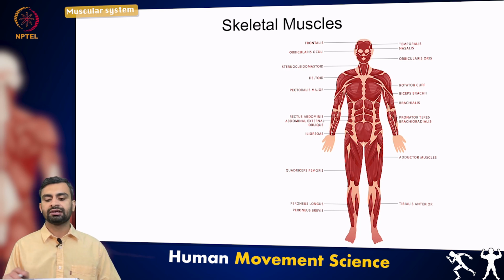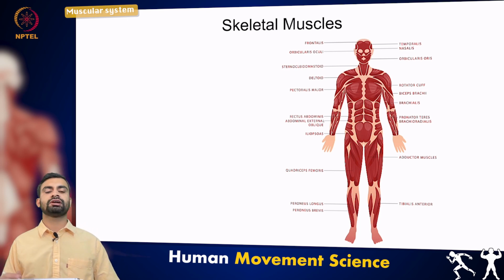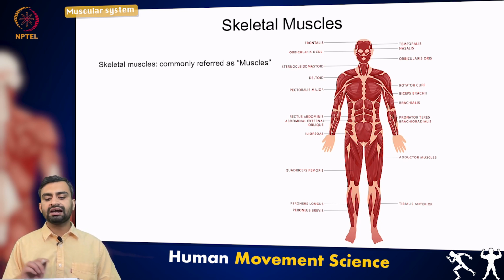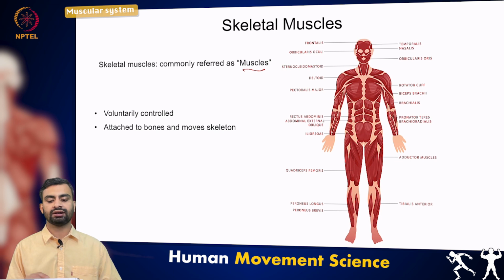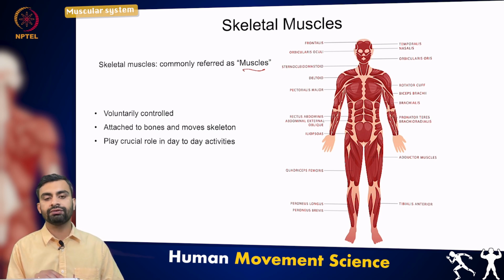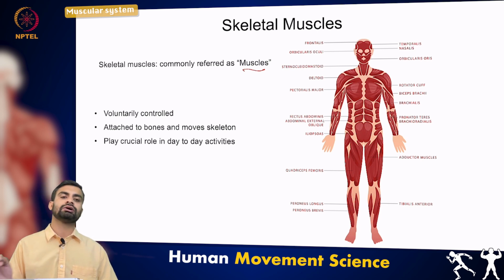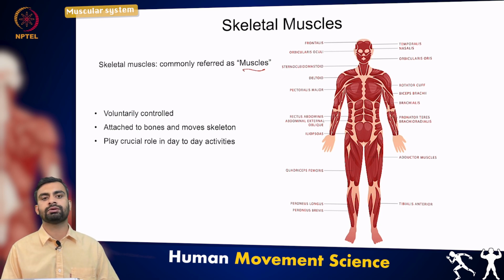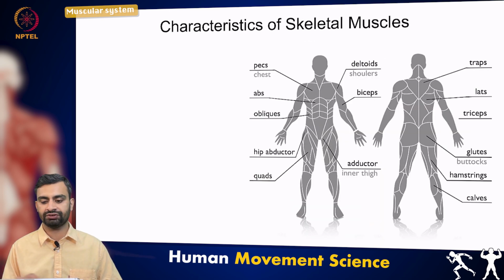Now let's focus on the skeletal muscles, because in human movement skeletal muscles are the prime movers. Skeletal muscles are commonly referred to as muscles only. They are voluntarily controlled, attached to the bones and help in the movement of the skeleton, and play a very crucial role in day-to-day activities such as walking, sit to stand, or even from a performance perspective, in sports activities also. So let's look at the various characteristics of skeletal muscles.